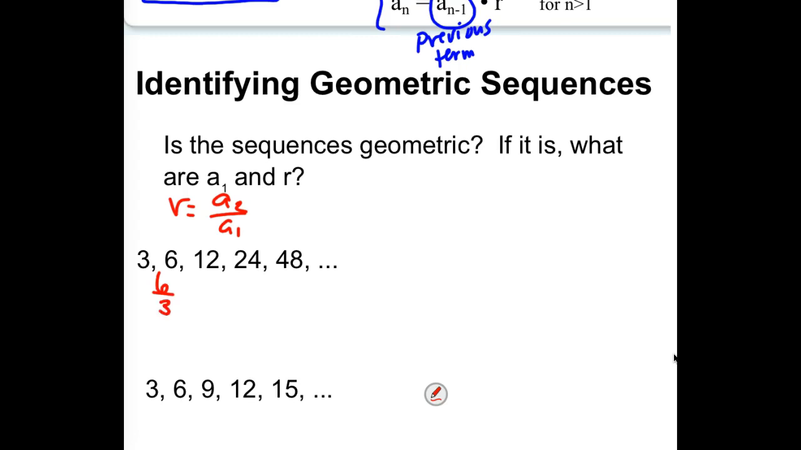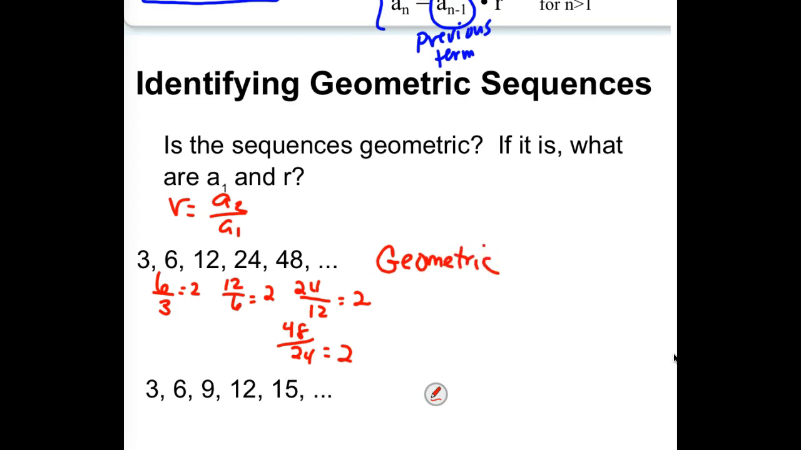6 divided by 3 is 2. 12 divided by 6 is 2. 24 divided by 12 is 2. 48 divided by 24 is 2. So we're getting the same answer every time. That tells me my R is 2, my common ratio. So this is geometric. My first term was 3, and my R value was 2.